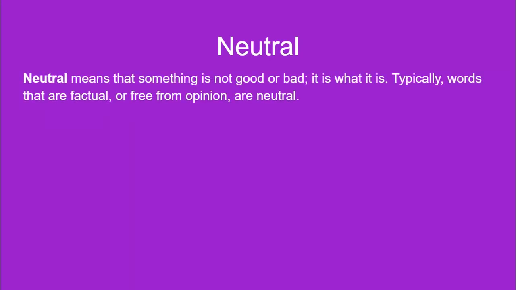All right. Now, hold on, Miss Baggett, I hear you say. Everything isn't always positive or negative. Some things are neither. Well, you are correct there. Things that don't have a positive or negative connotation are called neutral. Neutral means that something is not good or bad. It is what it is. Typically, words that are factual or free from opinion are neutral.